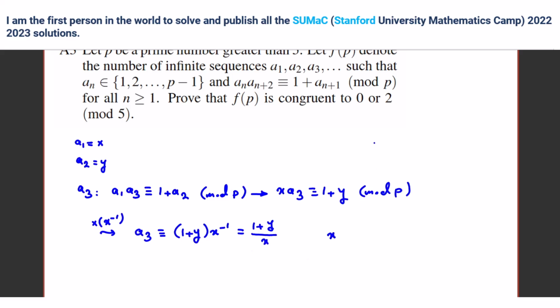Instead of x inverse, I know x inverse is congruent to 1 over x, okay? They are the same number. They are integers, okay? Not 1 over x as a fraction. So it is mod.